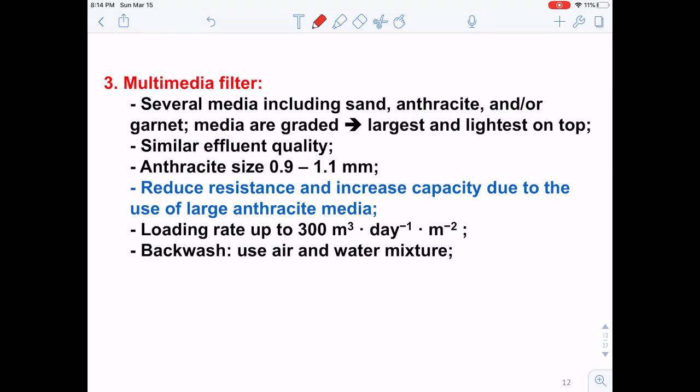So what we can do to solve this problem is create this multimedia filter. It can include several media, including sand, anthracite, or garnet. We can determine their sizes, with the largest and lightest on the top. Larger particles on the top can be removed by the large media. If we have smaller sand at the bottom, then after these larger particles are removed, the smaller particles will get deposited or filtered at the lower layers of the filter system.